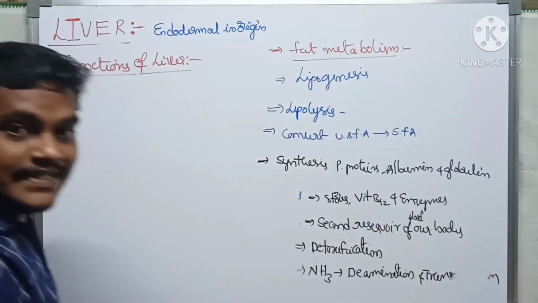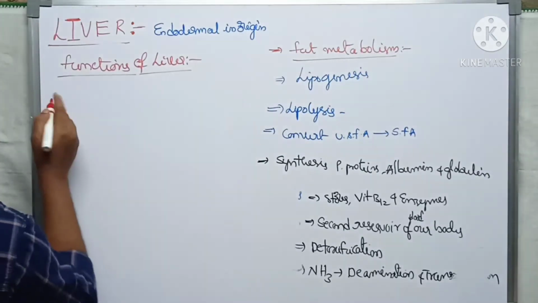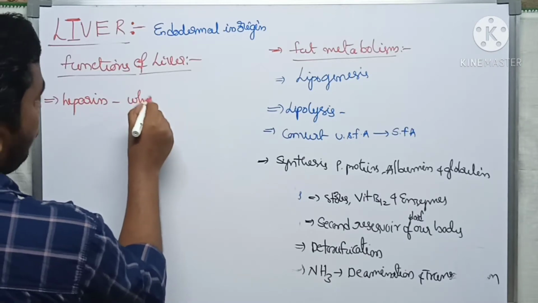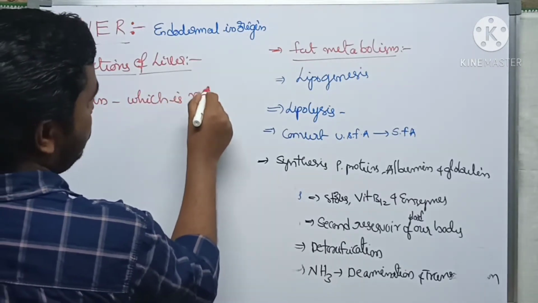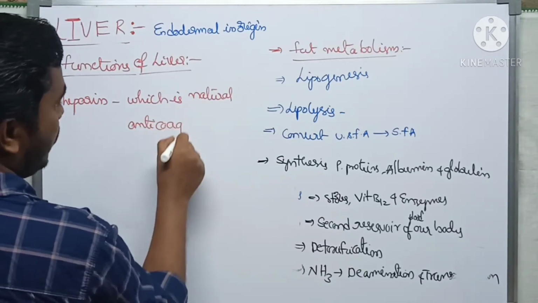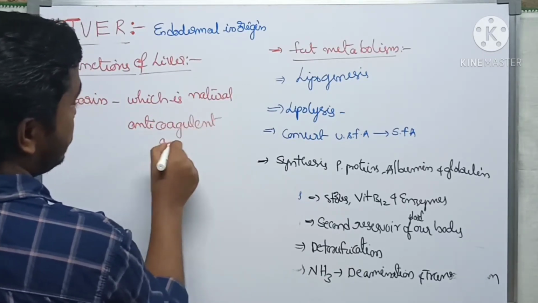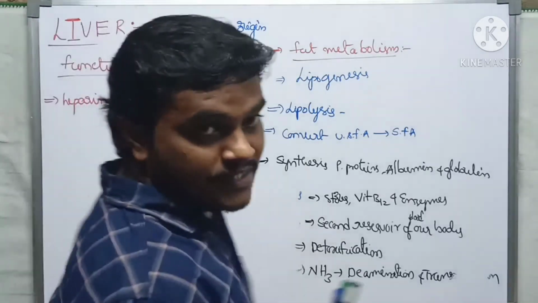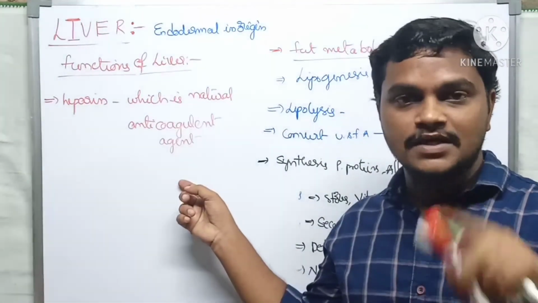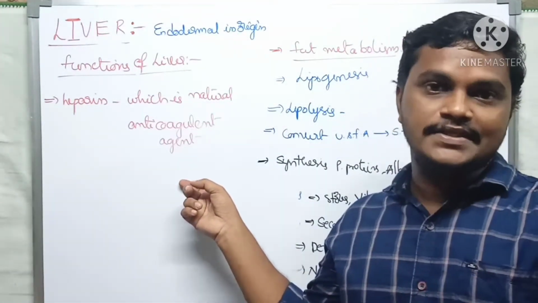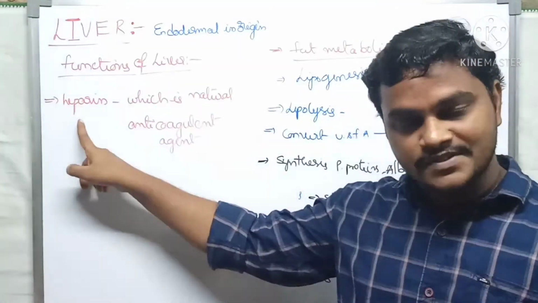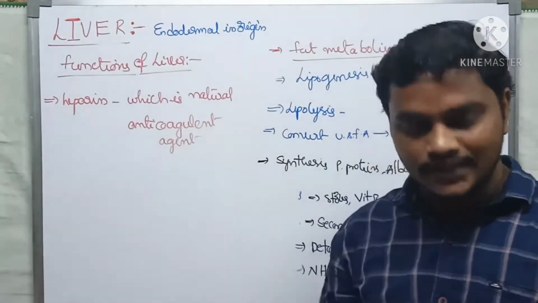The liver synthesizes heparin, which is a natural anticoagulant agent. In our body the blood is always circulated. So that the blood does not clot, our blood contains a heparin substance, which is an anticoagulant agent.